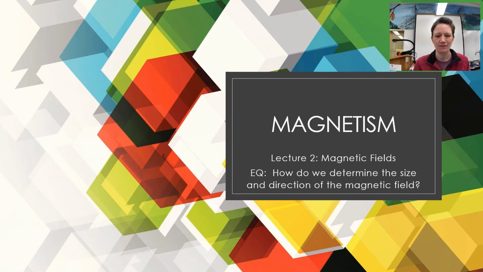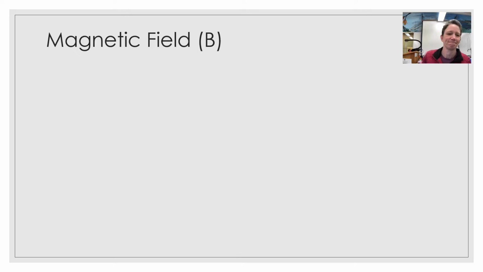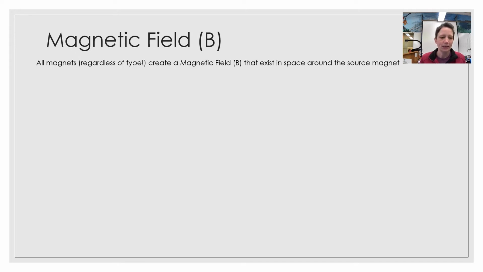The topic is magnetic fields. The essential question is, how do we determine the size and the direction of a magnetic field? Magnetic field is going to be a new variable for us. We're going to use capital B to represent magnetic field strength in an equation. And all magnets make magnetic fields.